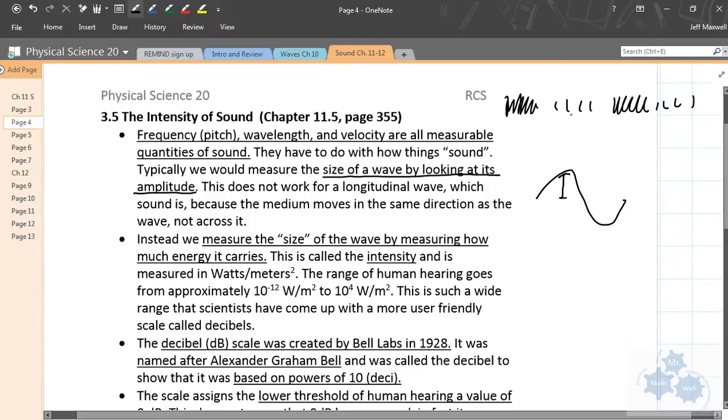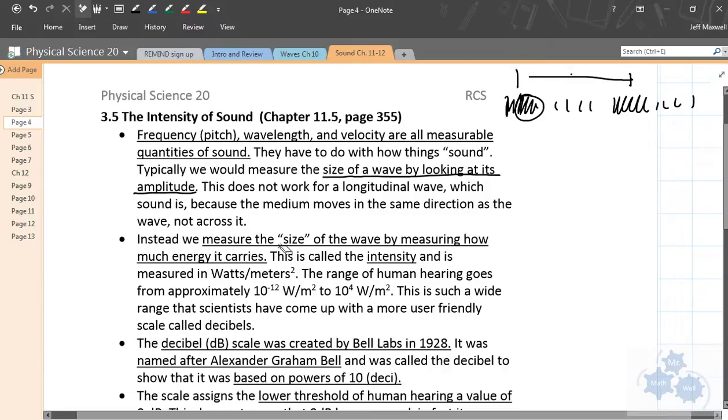Now, we could dissect this and figure out, hey, if that's the wavelength, okay, so we're going up, but right here, how do you know these compressions? How close are they? Or how do you know, right? So instead, we measure the size of the wave. So we measure the size of the wave by measuring how much energy it carries. How much energy it carries.